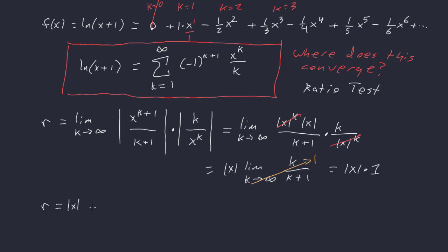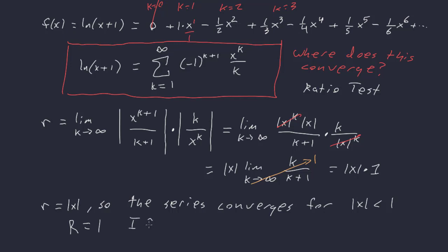and that means this series converges for the absolute value of x strictly less than 1. Okay, so that means the radius of convergence, capital R, is 1, and the interval of convergence, we've seen this one a number of times now, is -1 and 1.